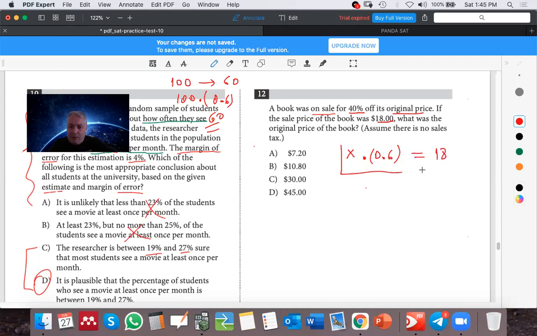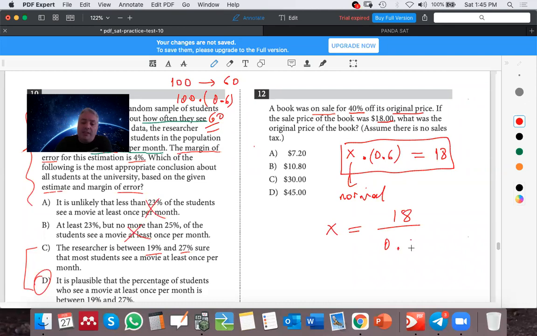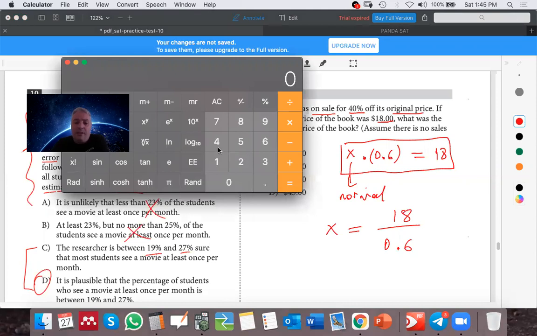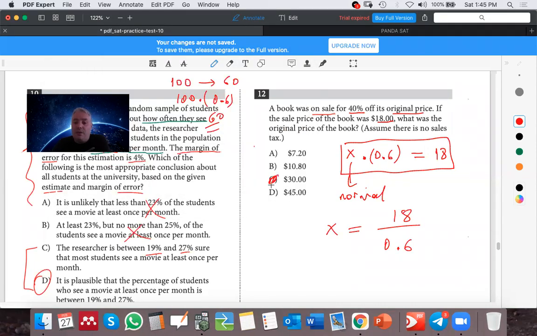Is this clear up to here? Normal price. After a 40% discount, 0.6 times the normal price will be the selling price. So it is equal to 18. And then simple, x is equal to 18 over 0.6. You can use normal calculation, or you can use a calculator, like 18 divided by 0.6. The result is 30. So the result is 30.